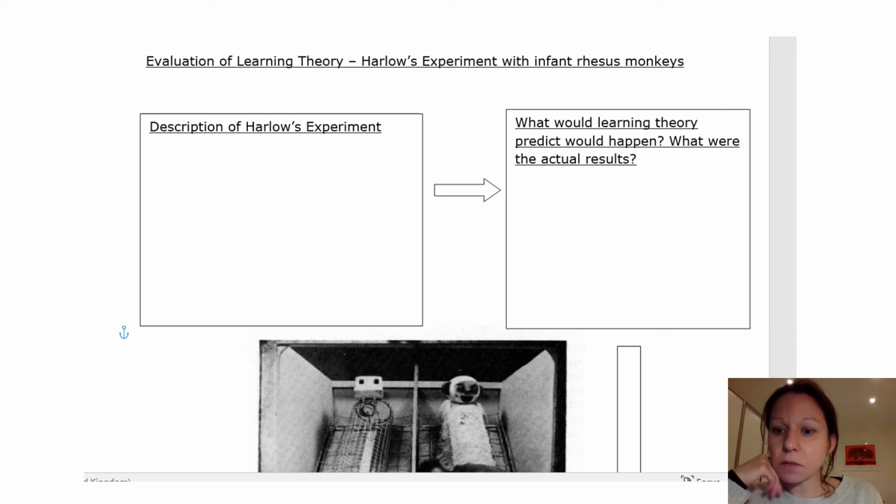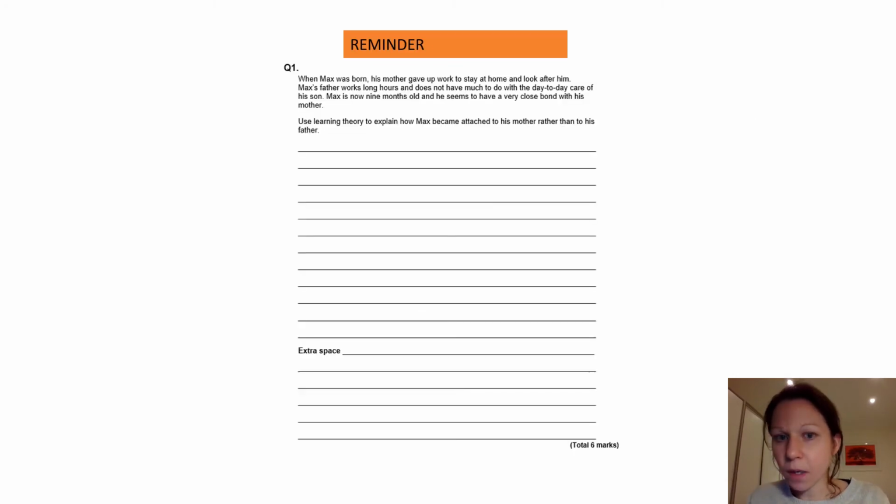And then it allows you to therefore think about how we might use Harlow to evaluate learning theory. So we're using one piece of research to challenge and contradict another. And when we're able to start doing that, that's when we're really hitting the high marks in our answers. Which is why I've scaffolded it this way. So pause me, complete that, spend some time on that.